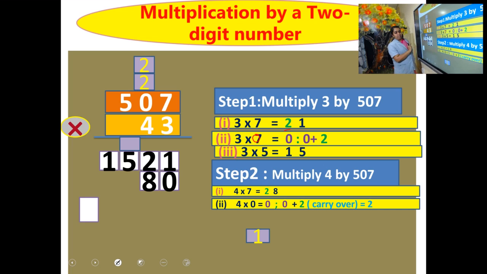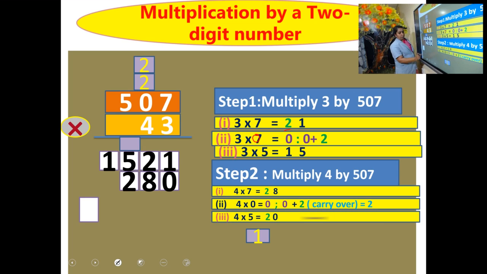Then, what's the second step? Multiply 4 zeros. 4 zeros are 0. Then, 0 plus 2 is 2. You have to write it in the hundreds place. Then, third step, multiply 4 and 5. 4 5s are 20. Where do you have to write 20? 0 in the thousands place and 2 in the 10,000s place.